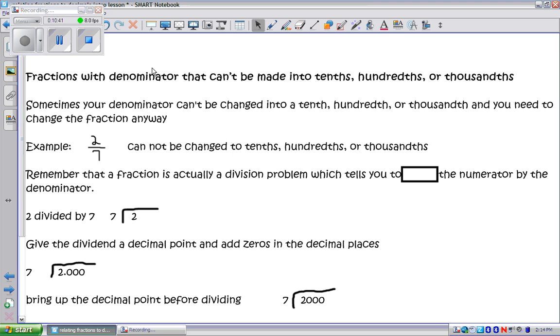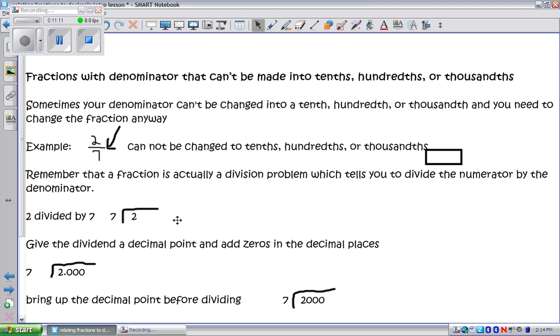Well, if we think about it, a fraction is actually a division problem. I've talked to you guys and I've said that this sign right here really means to divide, doesn't it? So what we're doing is the fraction tells you to divide the numerator by the denominator. In this case, the numerator is 2, so we're going to divide it by 7.